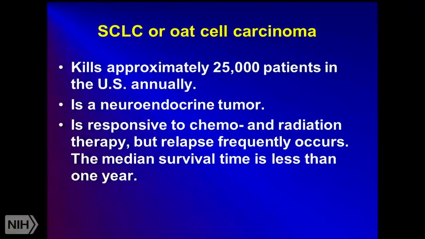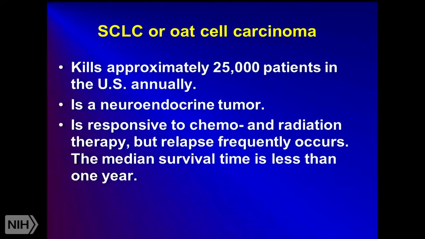And here we go. Small cell lung cancer is a type of lung cancer that's very deadly. It kills approximately 25,000 people in the US annually. And it's a neuroendocrine cancer. Most cancers are epithelial in nature, but this cancer is neuroendocrine. So it makes biologically active chemicals that it can use as autocrine growth factors.